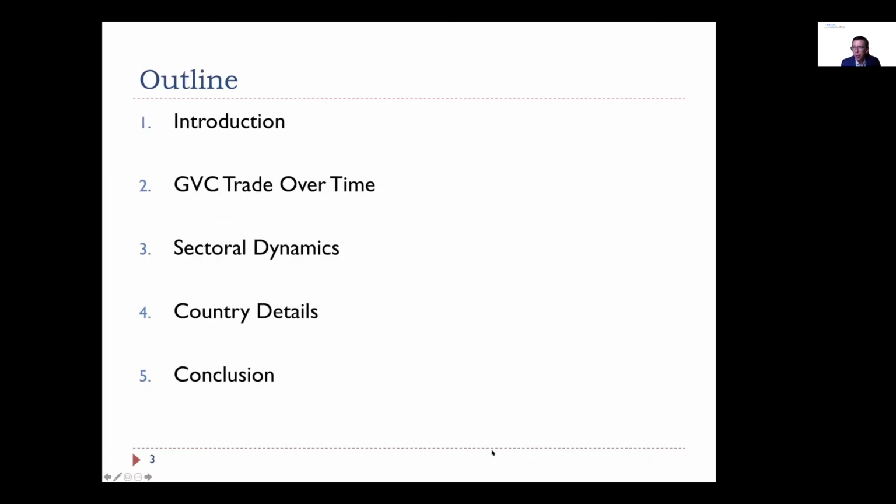So what am I going to do in this lecture? Basically 5 parts. Quickly introduce the topic and tell you what I'm going to do. I'm going to look at the temporal dimension, then I'm going to look at the sectoral dimension, and then I'm going to look at some country details. So remember those 3 levels of disaggregation that I just mentioned. I'm going to quickly show you what you can do with that. Then of course I'll wrap up with some concluding thoughts.